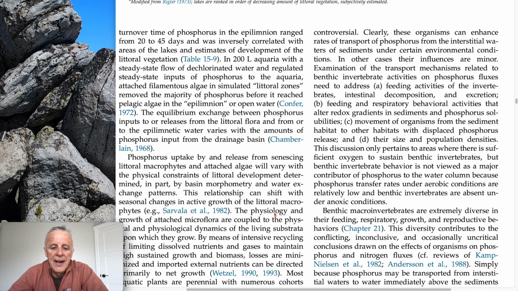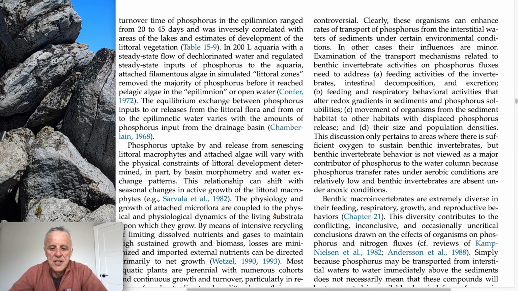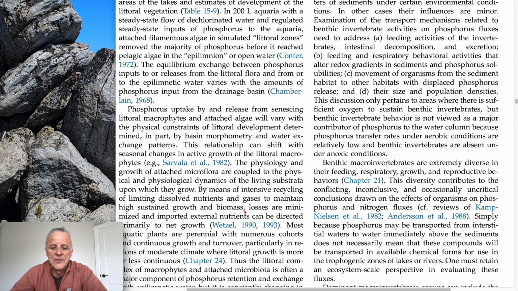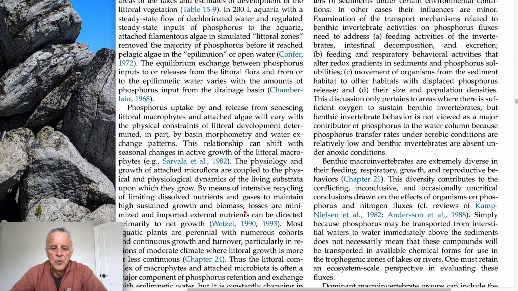Phosphorus uptake by and release from senescing littoral macrophytes and attached algae will vary with the physical constraints of littoral development, determined in part by basin morphometry and water exchange patterns. This relationship can shift with seasonal changes in active growth of the littoral macrophytes.